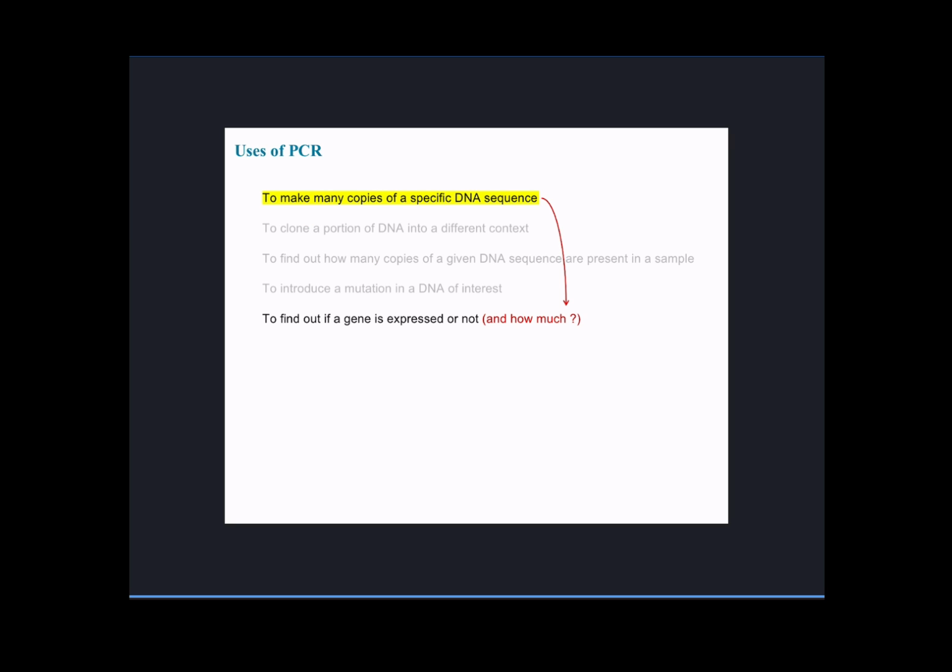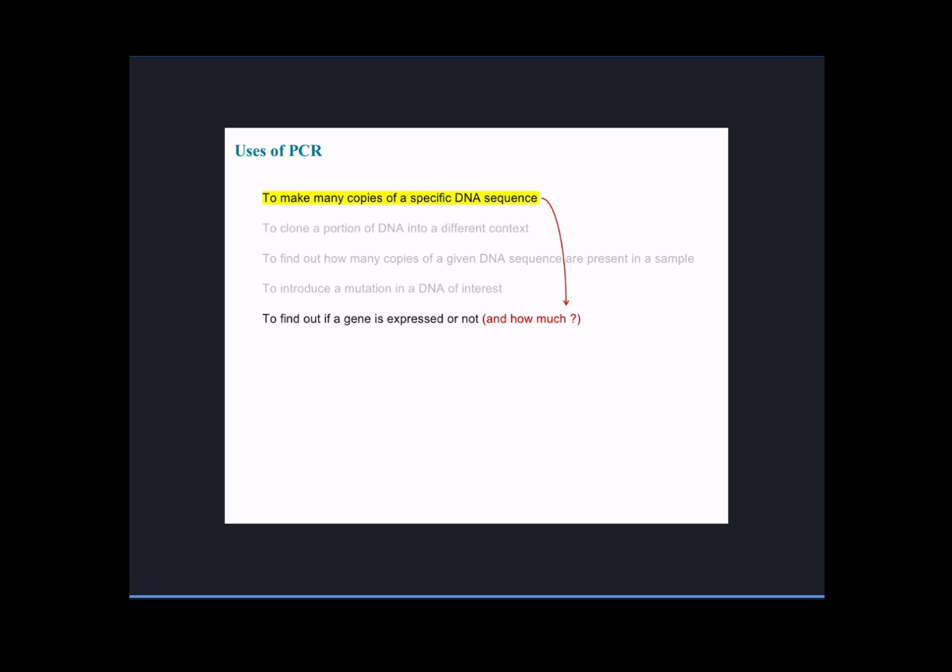So far, we touched only on that middle line there to find out whether or not a copy is there, how many copies there may be, and in some special cases, which version of a given sequence there may be, right? Now let's move on to this other very common use of PCR, and that is to find out if a gene is expressed or not, and using qPCR, how much it is expressed. But let me start with this simple question. What do we mean when we say that a gene is expressed?